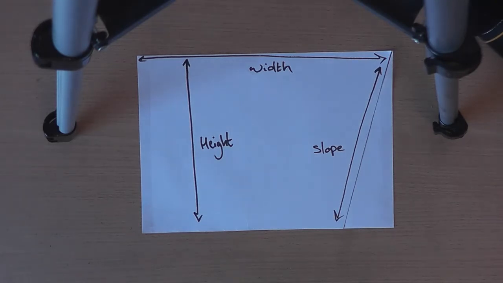The height of the parallelogram has not changed. The slope of the parallelogram hasn't changed, but actually it's just a line in the middle of the rectangle. It has nothing to do with the area. So that's how we're going to work out the area of a parallelogram.